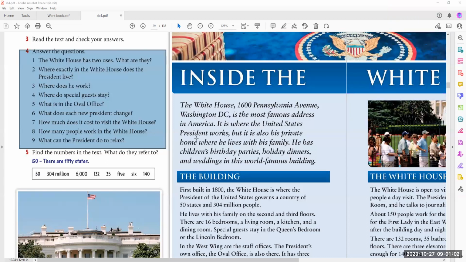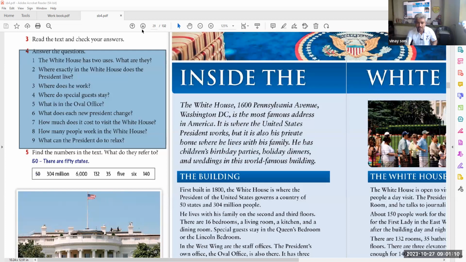The White House, 1600 Pennsylvania Avenue, Washington DC is the most famous address in America.